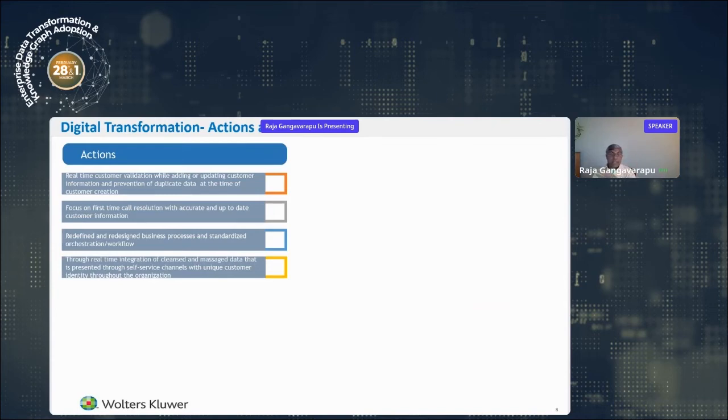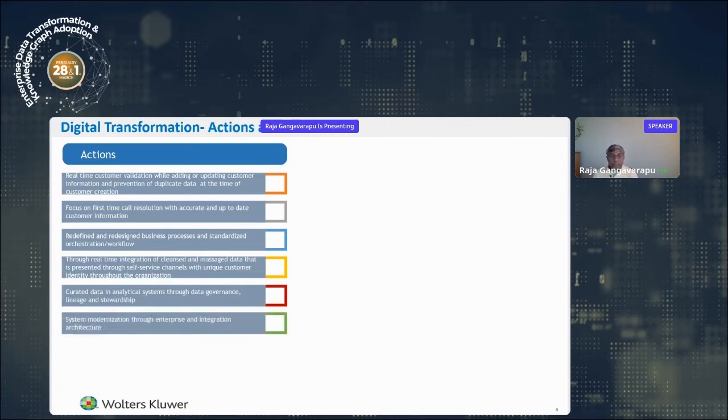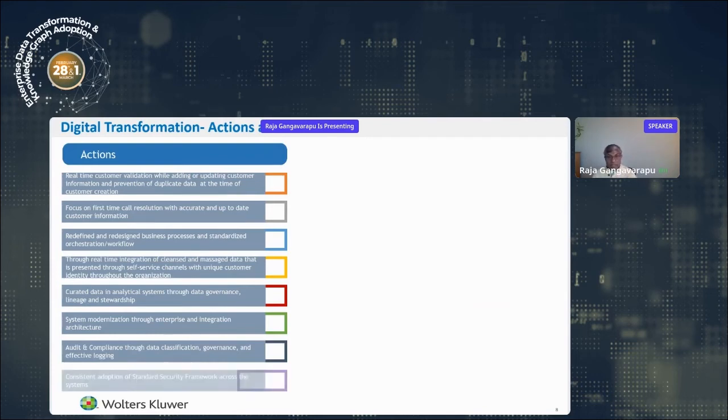Now the customer 360 is almost there, right? The same data, similar data, is presented to all the channels. Curated data and analytical systems through data governance, lineage, and stewardship. System modernization through enterprise and integration architecture. Audit and compliance through data classification, which is becoming a bigger and bigger need for compliance. And consistent adoption of a standard security framework across the systems.